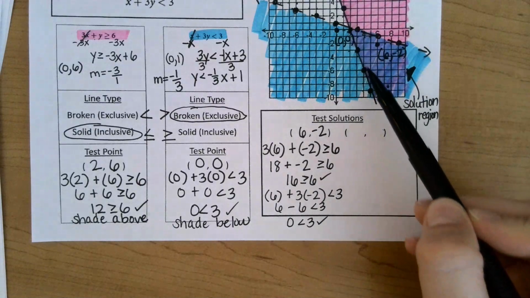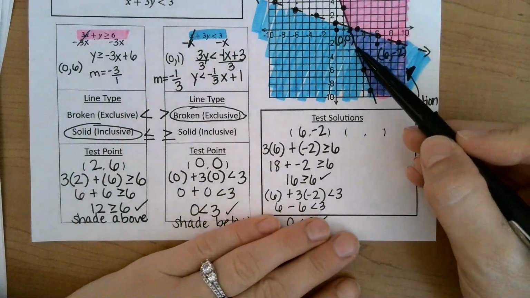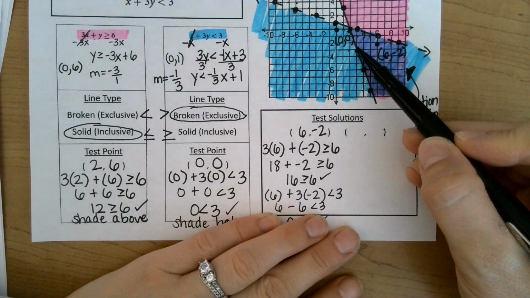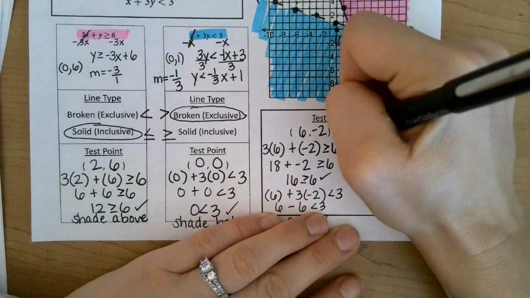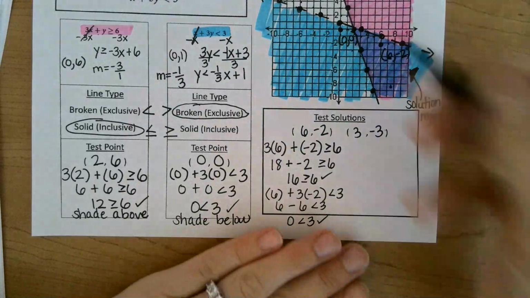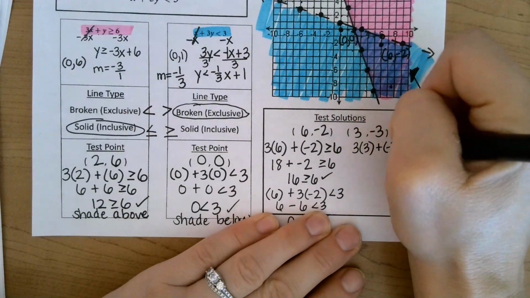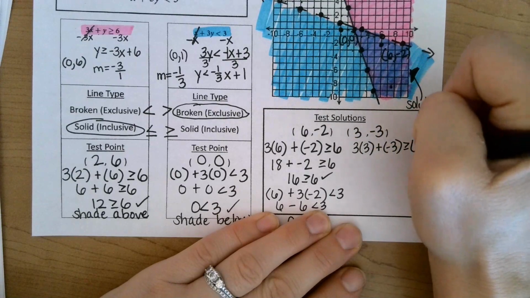What would be a point that's exactly on this line? All right, this one was at 3, negative 3. So let's test that just to make sure that still would be a solution. 3 times 3 plus negative 3 is greater than or equal to 6.